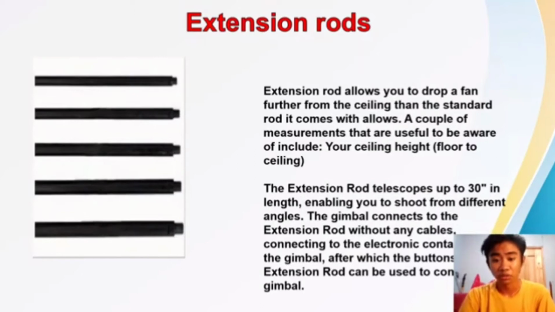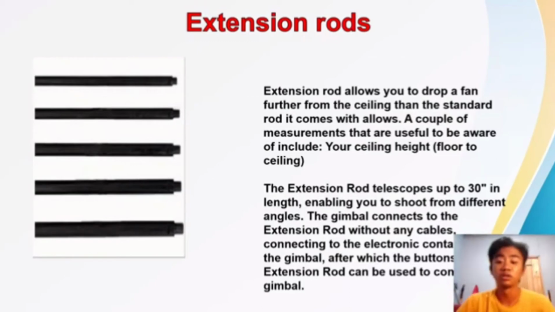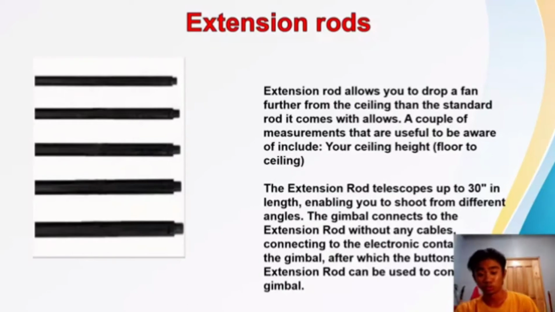Extension rods. So extension rods allow you to drop a fan farther from the ceiling than the standard rod it comes with allows. A couple of measurements to be aware of include your ceiling height, floor to ceiling. The extension rod telescopes up to 30 in length, enabling you to shoot from different angles. The gimbal connects to the extension rod without any cables connecting to the electronics, and the bottom extension rod can be used to connect gimbals.